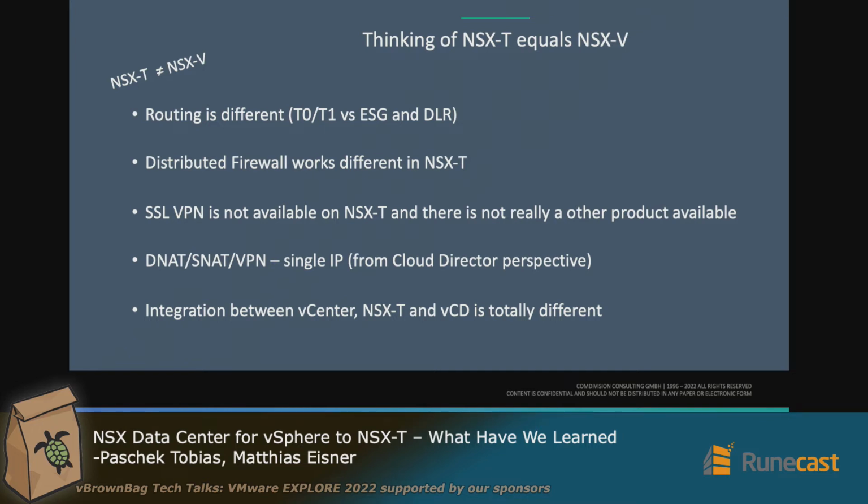That's the caveat. The biggest pitfall: SSL VPN is gone. There is no SSL VPN solution anymore in NSX T. To be fair, we have talked already with the BU. There will never, ever be a solution for that. There is a knowledge base article saying, if you are using SSL VPN in NSX V, please go to any third-party solution.